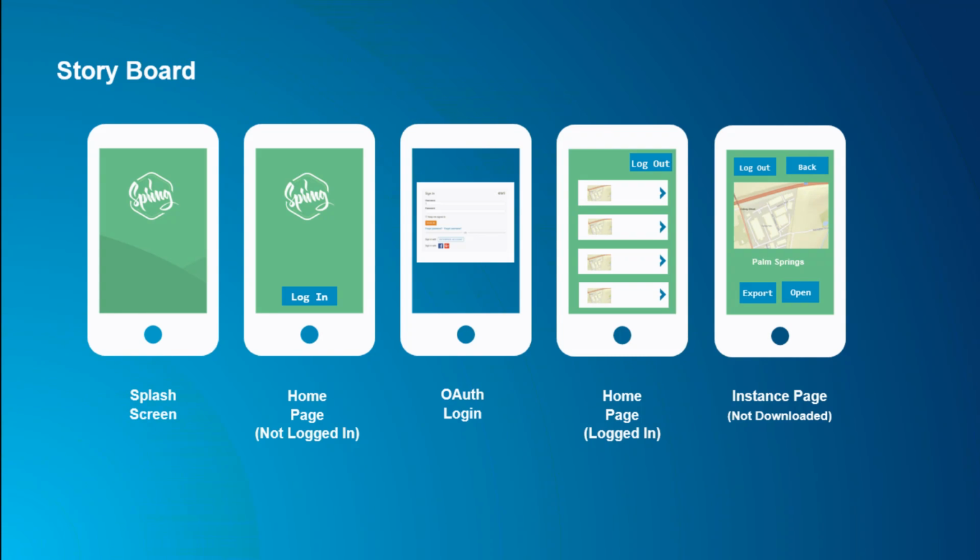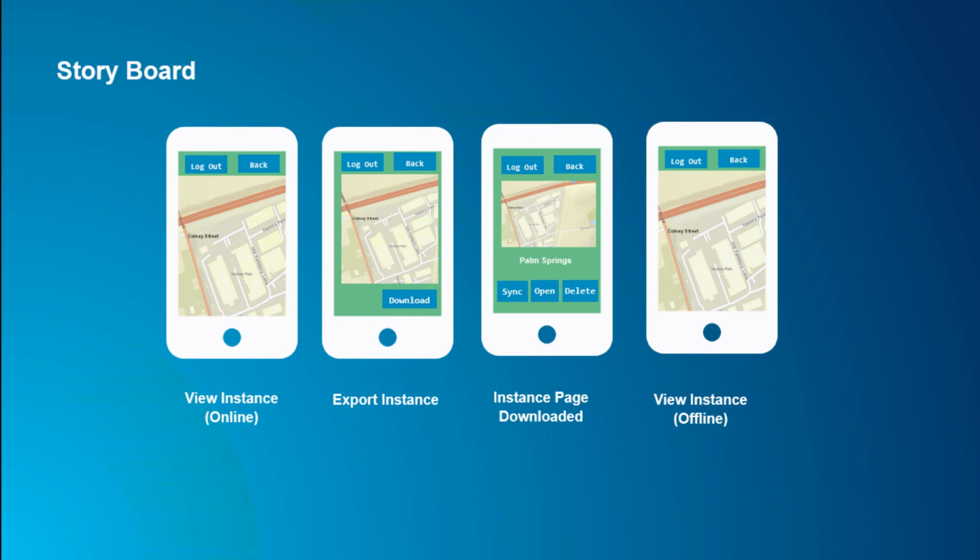I then want it to show me a list of maps. I then might launch one of those maps and see some details about it. I then might want to open one of those maps online, so I'm just using it online so I can view it. But I might want to click download and take it offline. And then I might have a different view of that app when it's offline. I might want to synchronize it. I might want to delete it. And I might want to view the offline instance.